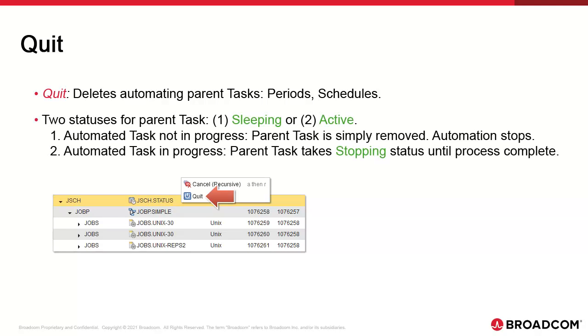On the other hand, if you quit, there are two scenarios. If the automated child tasks are not in some sort of active status, then the result is the same. The parent and children are removed. However, if there are active children, then they will be allowed to finish. During this time, the parent takes a stopping status.